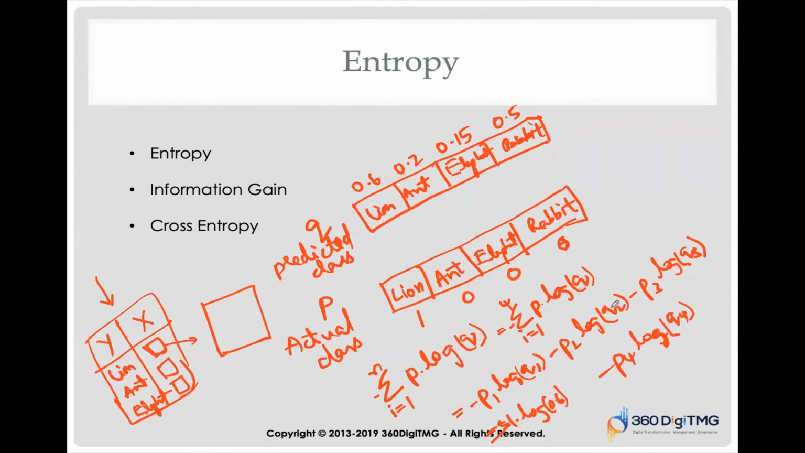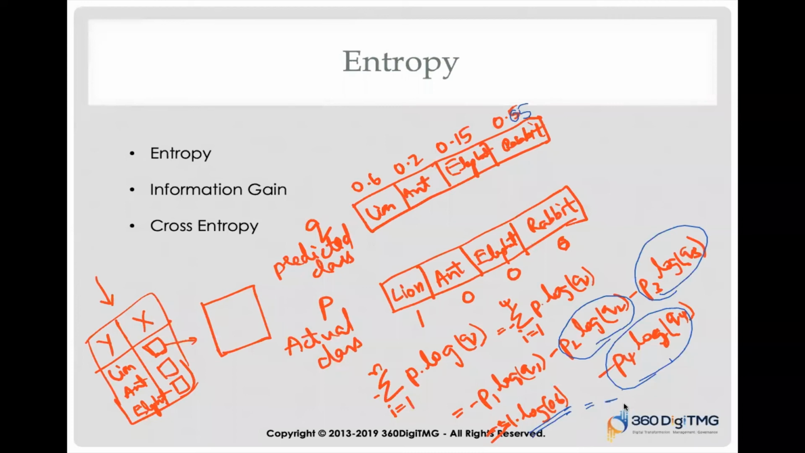0 into anything is 0. 0 into log of 0.2 is 0. Then P3 is 0. So 0 into log of 0.15 will be 0. So this will become 0, this will become 0, and P4 is also 0, 0 into log of 0.05, sorry. This will also be 0. Okay, everything will become 0. So if all these three will become 0, then you'll be left with only this value.